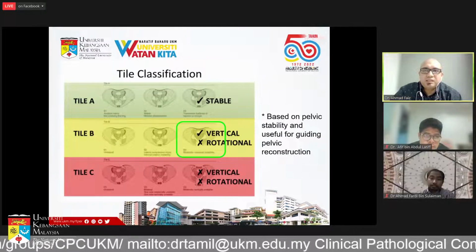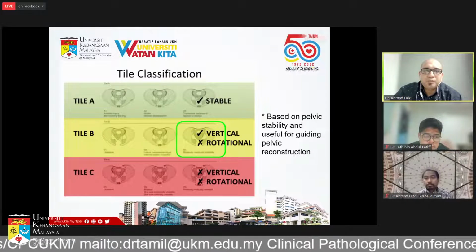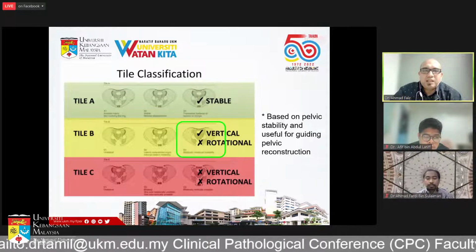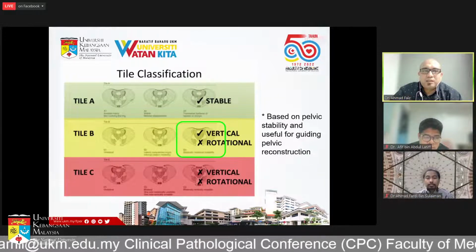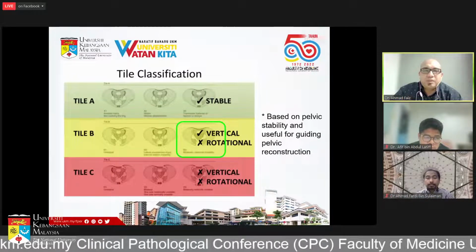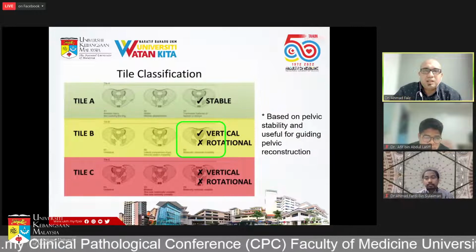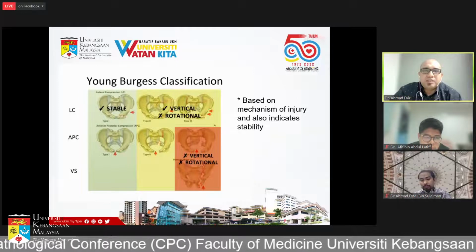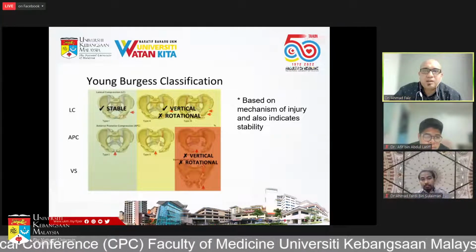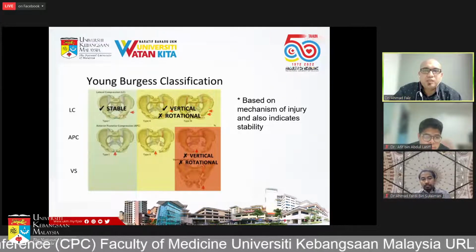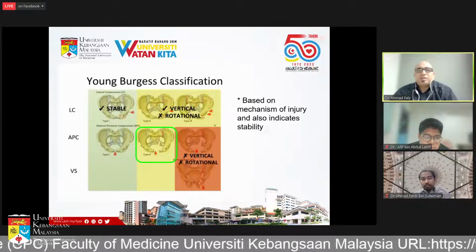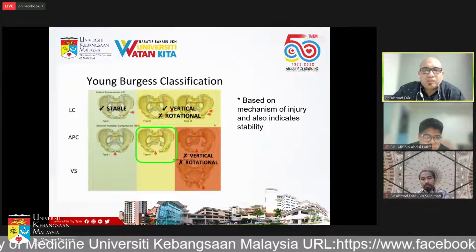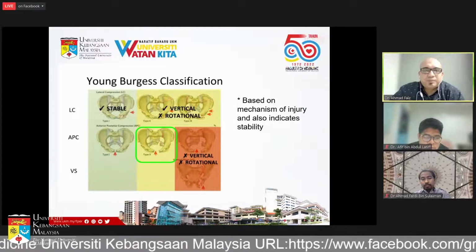And in this instance, we have analyzed the CT scan, thinking that we would categorize it as an unstable fracture within the classification of a Tile B3. And the Young and Burgess classification is based on mechanism of injury and also indicates the stability, which we think is an APC type 2, also considered an unstable fracture.